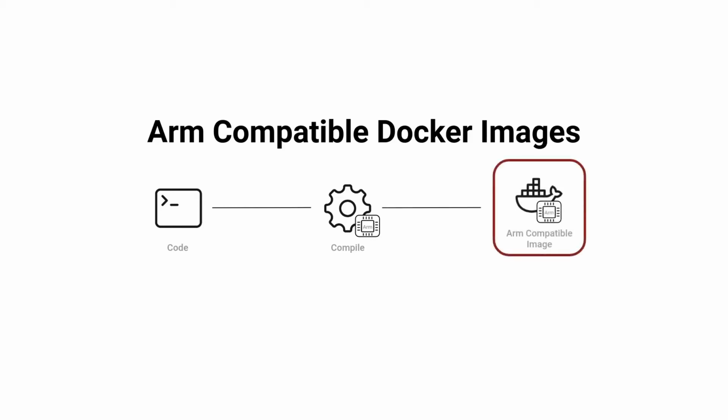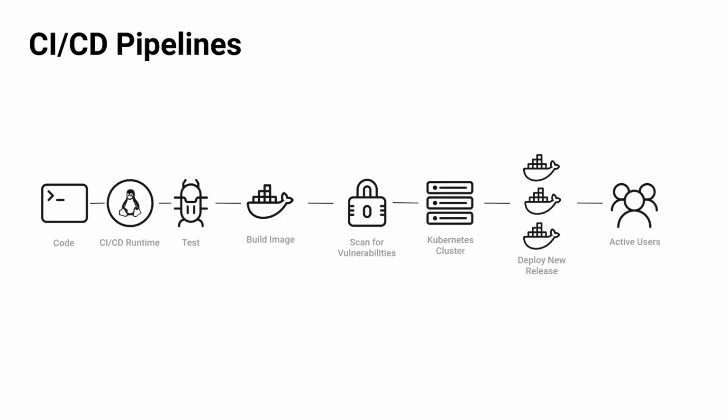So, ARM compatible Docker images, right? Again, you need to be cognizant of where you're targeting. And again, if you're targeting an ARM architecture, you obviously need to build the Docker image for an ARM processor, right? One of the ways you can easily do that is by building your Docker images within CI/CD pipelines. That streamlines the process.